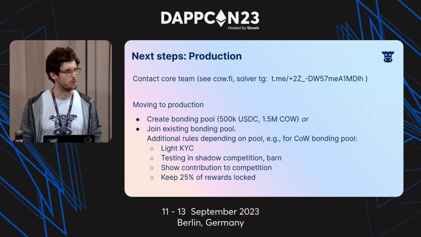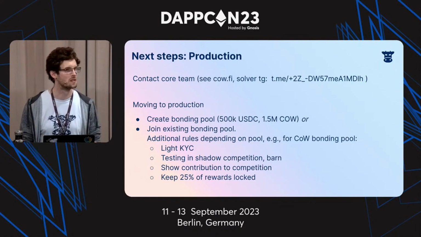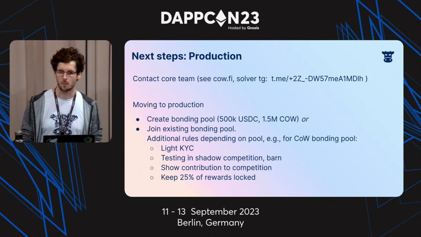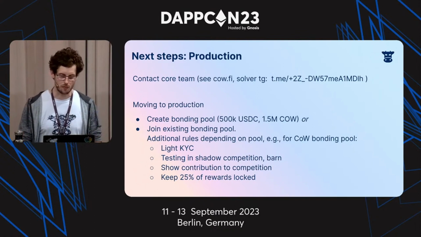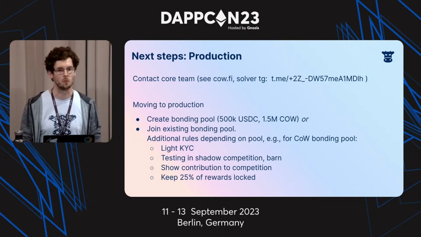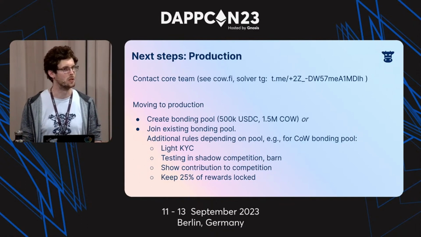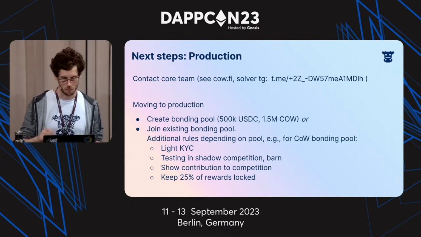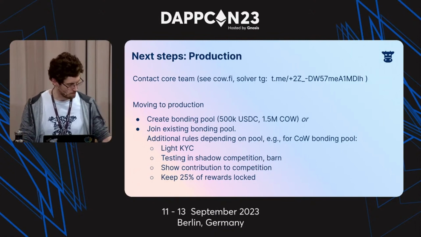So you're rewarded for winning auctions, but if you join this cow DAO bonding pool, some of that reward will be locked for some amount of time. After you set up your solver, after you've tested it enough, again, contact the core team and try to be included in one of the bonding pools. The simplest approach probably is to try to be included in the cow DAO bonding pool, and that includes additional restrictions.